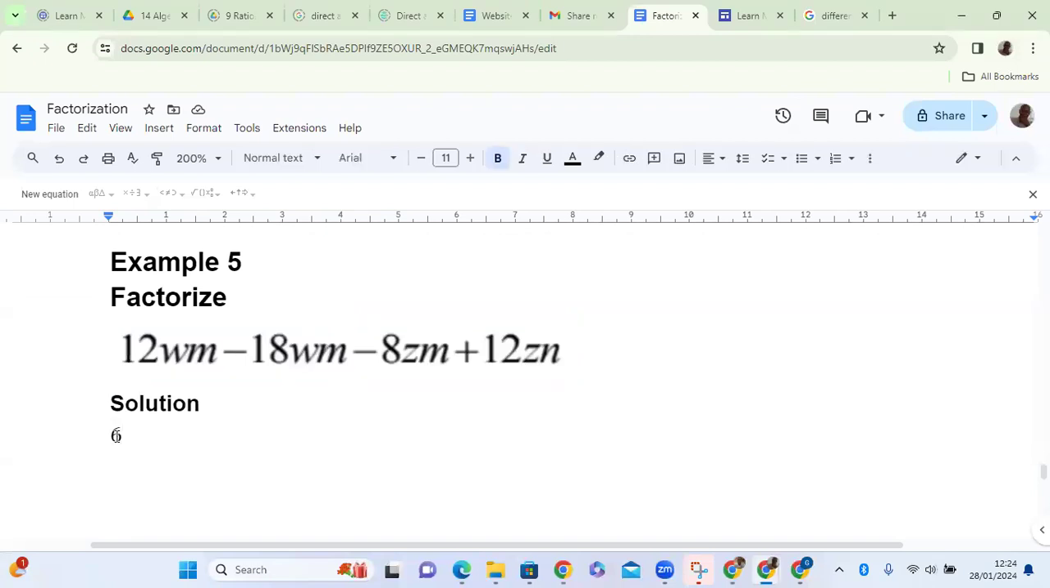Now, following the rule, we have to look at the letters. WM is common to both terms, so WM must come, and then we open and close a bracket. Now we're going to divide to know what comes in the bracket. 12WM divided by 6WM is 2. Negative 18WM divided by 6WM is 3. So 2 minus 3 is negative 1. That defeats the purpose of the exercise, so there must be an error in the working.